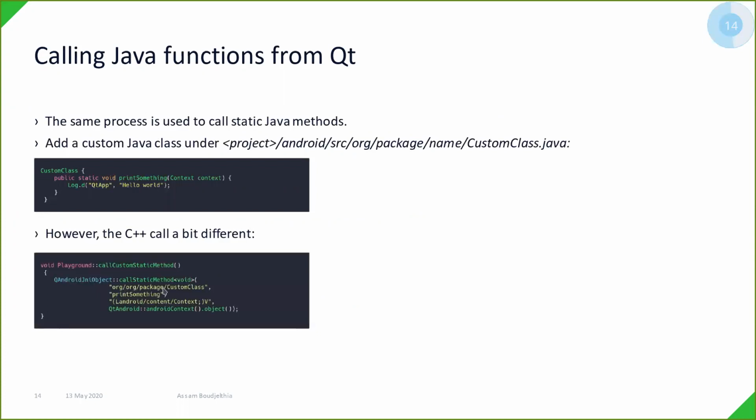Then the same applies, and probably it's a bit easier when using static Java methods. In that case, you just need to write one line of code, call static method. But in here, we need to provide the class name, the function, and then the signature. Be mindful that the signature has to be exactly the same, and the Qt for Android documentation has some guidelines on how to structure this signature.